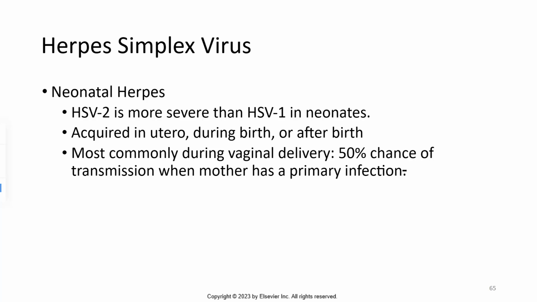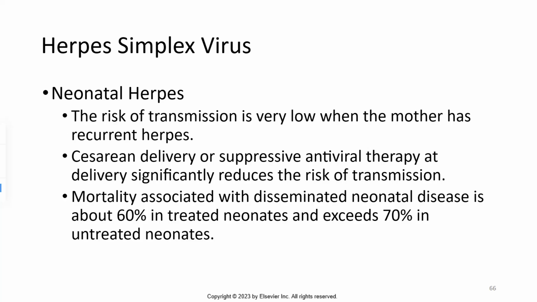Neonatal herpes: HSV2 is more severe than HSV1 in neonates, acquired in utero, during birth, or after birth. Most commonly during a vaginal delivery, there's a 50% chance of transmission when the mother has a primary infection. So if the mother has a primary infection, so you're seeing open lesions on the vagina or the labia, it's highly recommended that the baby is not delivered by vaginal delivery. The risk of transmission is very low when the mother has recurrent herpes. Cesarean delivery or suppressive antiviral therapy at delivery significantly reduces the transmission.